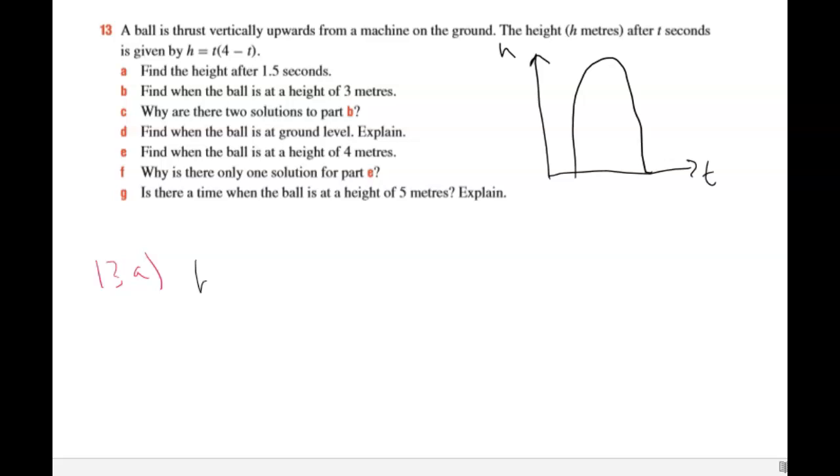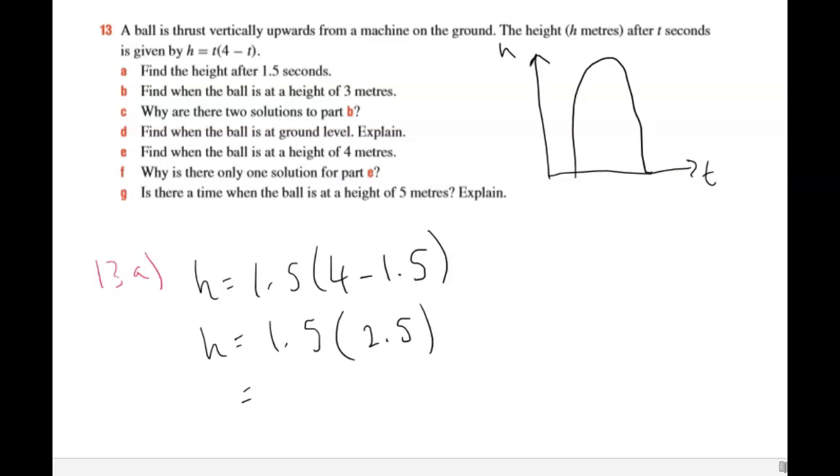Okay, so we've got h equals, t is 1.5, so we're going to have 1.5 times 4 minus 1.5. Now, on your CAS calculator, you can use solve if you need to, so maybe when we have to solve for t, but this you can easily do by hand. So this is where you need to be able to multiply by decimals. So I'm just going to finish this off. So 4 minus 1.5 is 2.5.